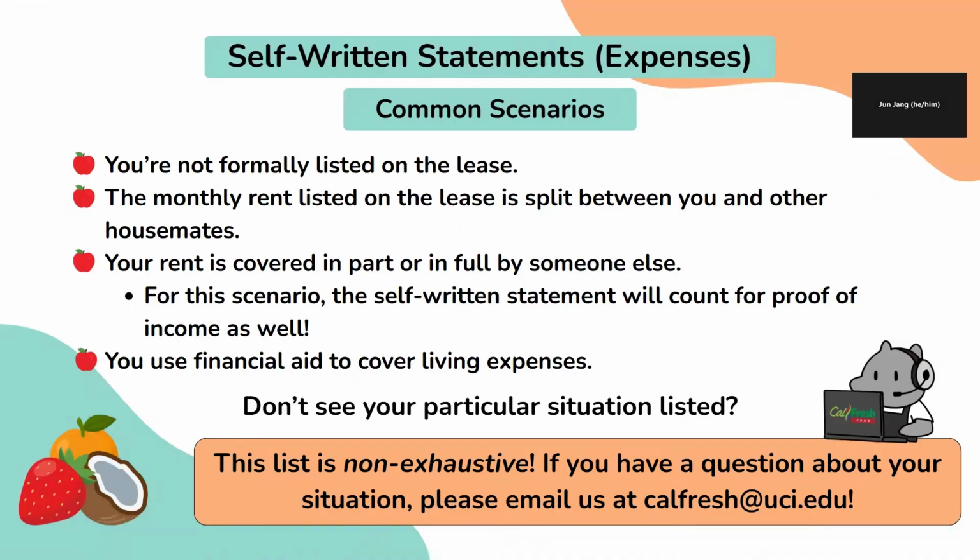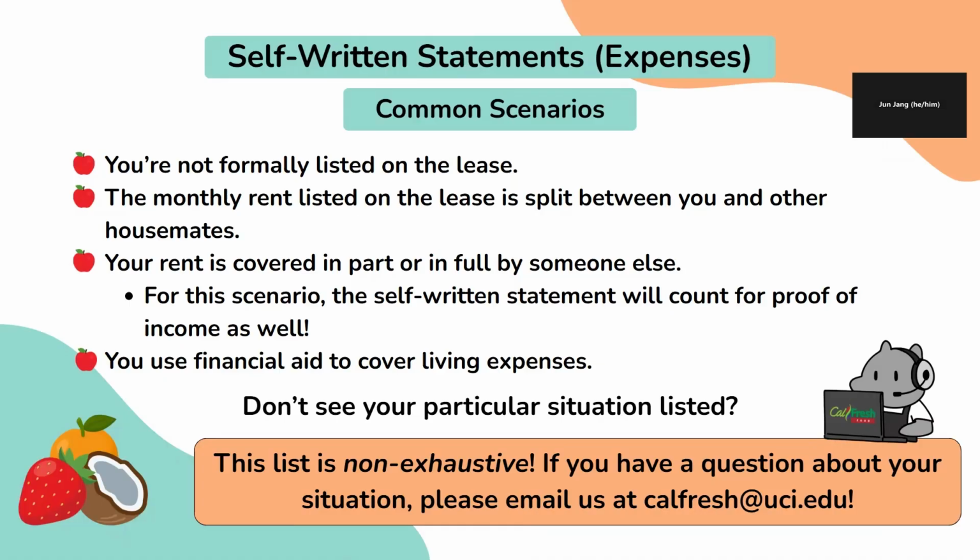Now we'll go over some common scenarios for proof of expenses that may require a self-written statement. Some of the most common scenarios include not being formally listed on the lease, if the monthly rent listed on the lease is actually split between you and a number of other housemates, and if your rent is covered in part or in full by someone else. For this particular scenario, your self-rent statement will actually also count as proof of income as well. We'll go over that in a bit. And the final common scenario is if you use financial aid to cover your living expenses.